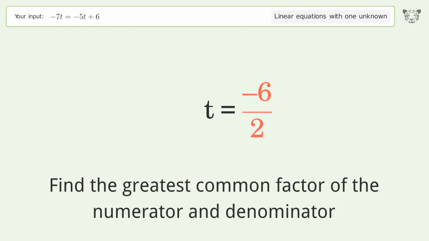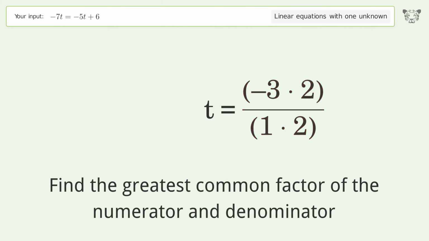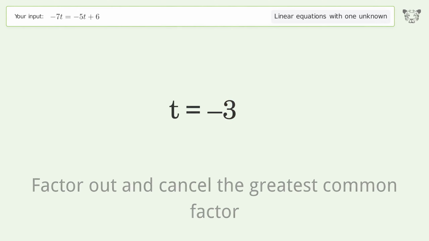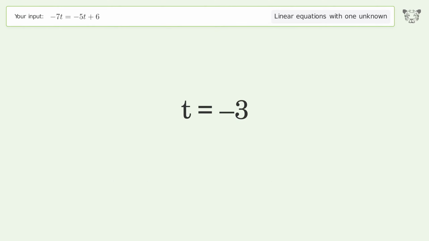Find the greatest common factor of the numerator and denominator. Factor out and cancel the greatest common factor. And so the final result is t equals -3.